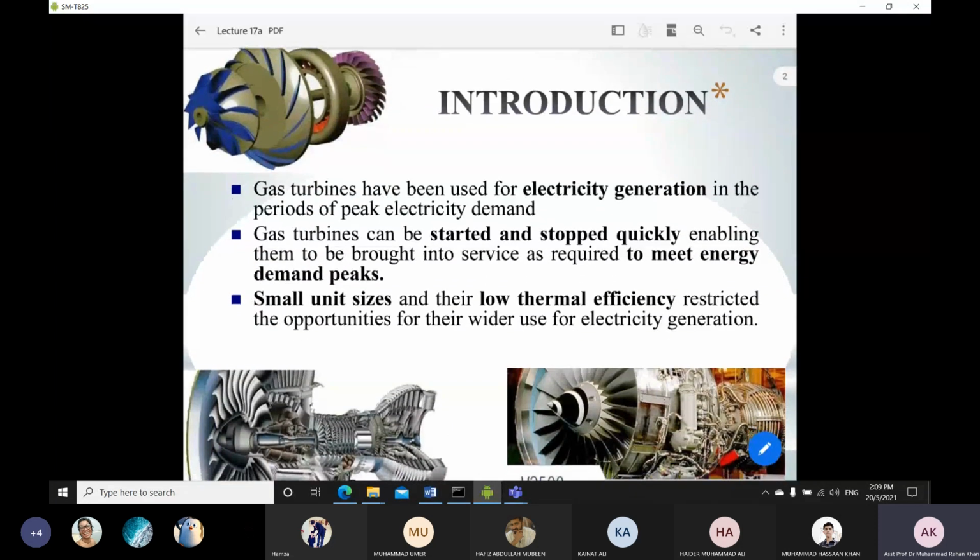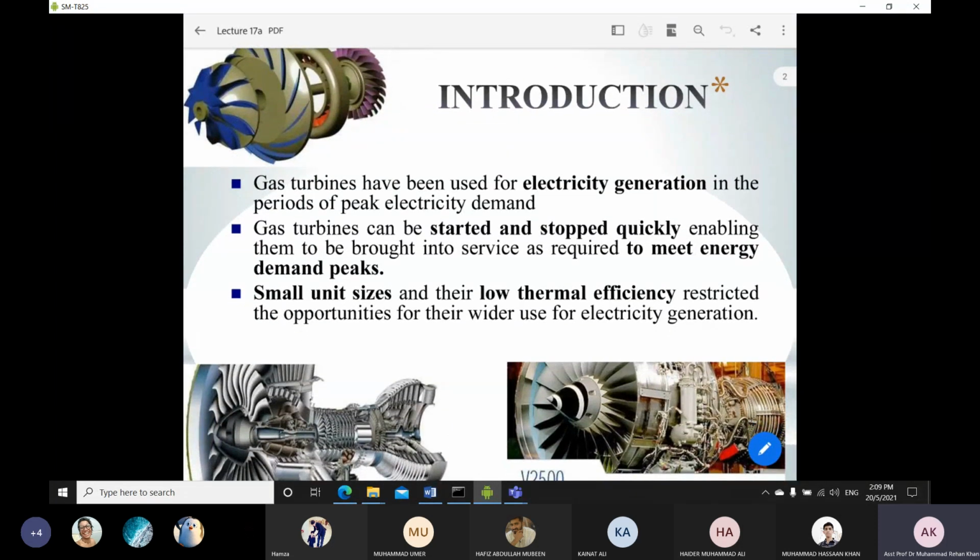This is how gas turbines look. I hope you have already seen these types of gas turbine aeroplanes. Gas turbines have been used for electricity generation in periods of peak electricity demand.